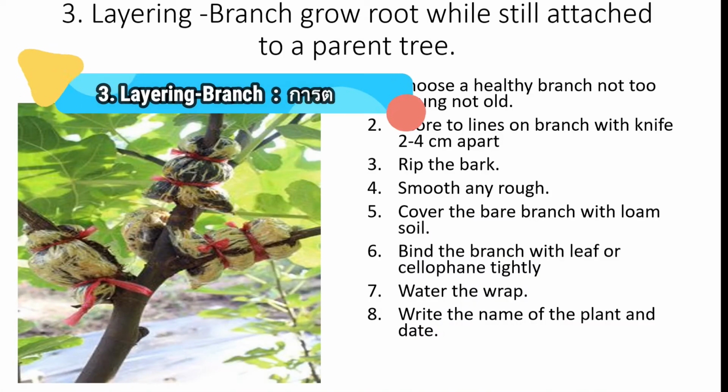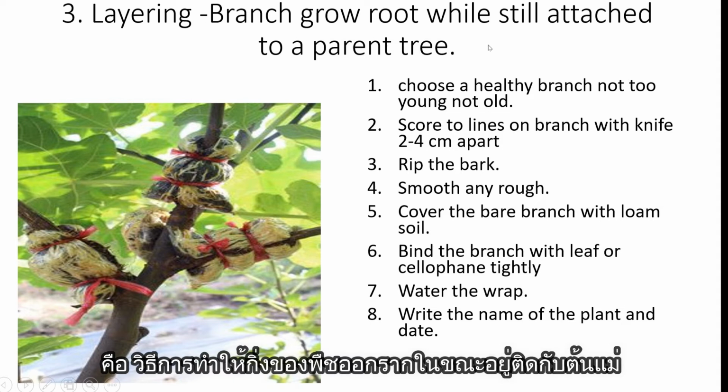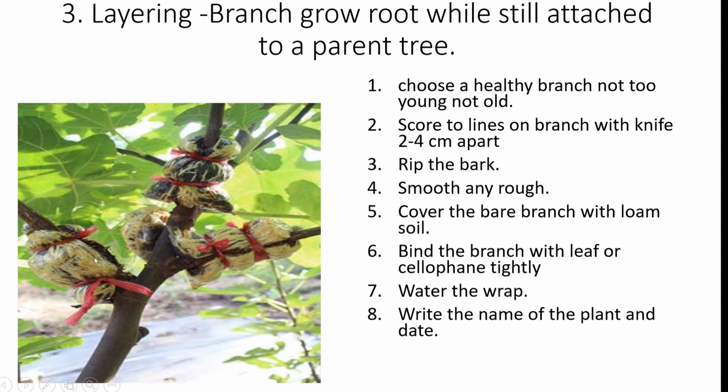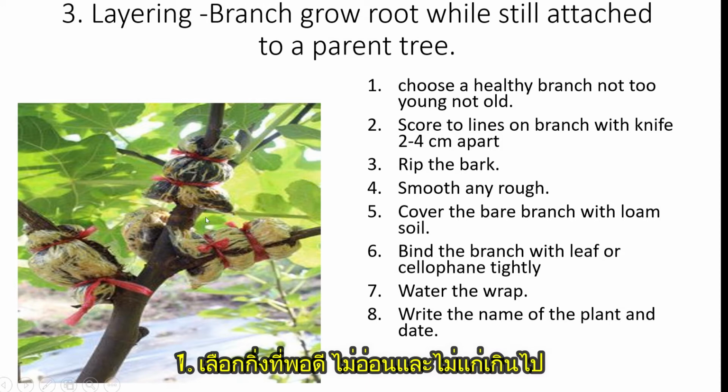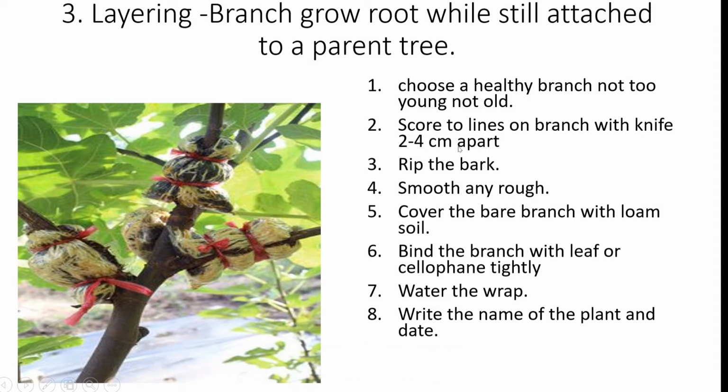So, number 3 method of propagating plants is layering. Layering: a branch grows roots while still attached to a parent tree. So this is a parent tree and this is the branch. What you will do is choose a healthy branch, not too young, not too old. Number 2, score 2 lines on a branch with a knife, 2 to 4 cm apart.